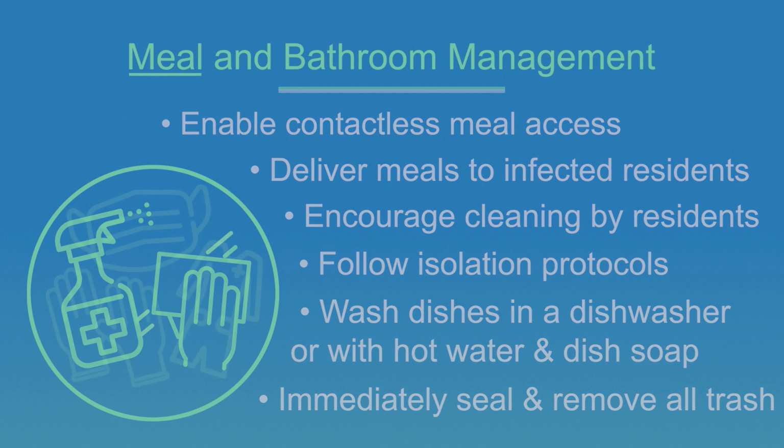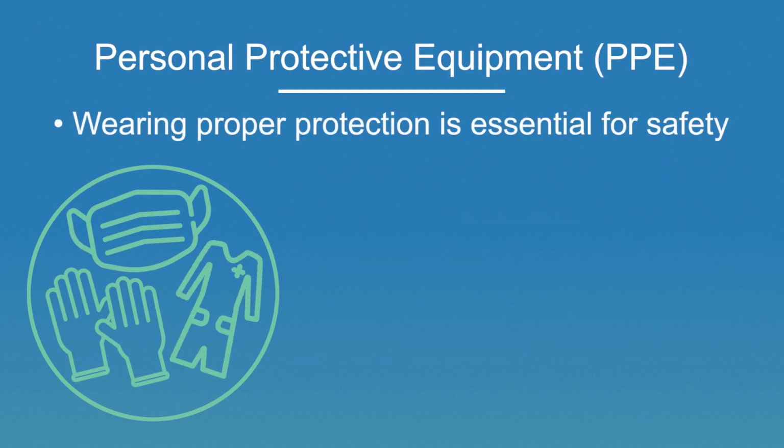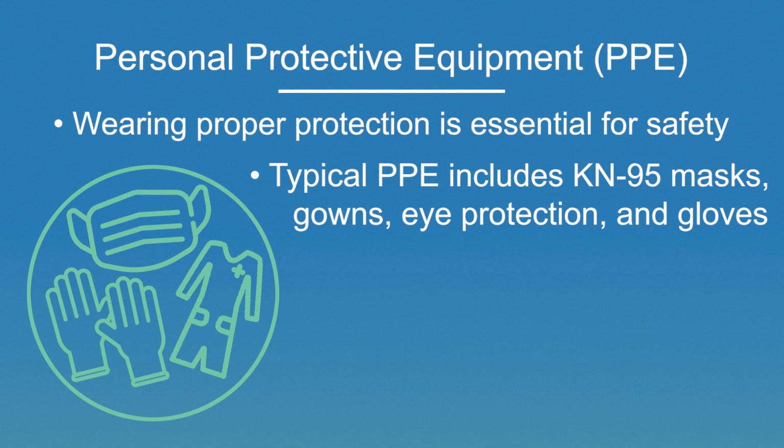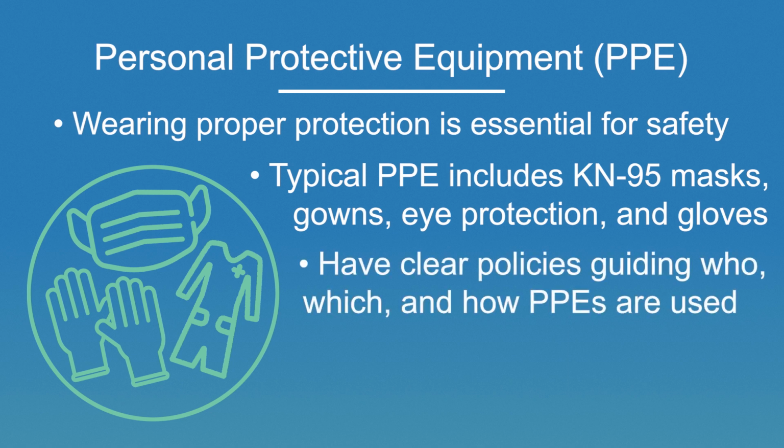Wearing proper protection is essential to keep staff, volunteers, and residents safe from infectious diseases. Typical PPE includes a fitted KN95 respirator, a gown, eye protection, and gloves. Your policies and procedures should be clear about who should use PPE, which PPE should be used in each scenario, and how to properly use PPE.